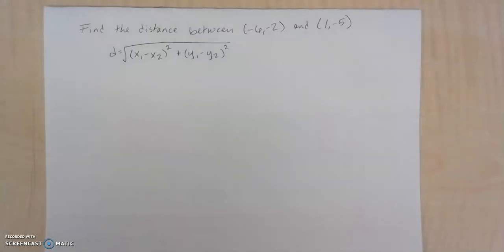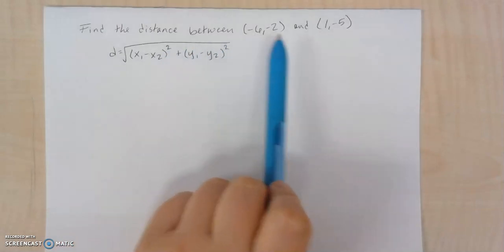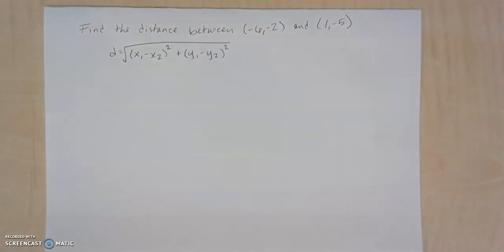Okay, so I wanted to show you guys another problem finding the distance between 2 points with some negatives, just to show you to be very careful, and then we can check it with the Pythagorean theorem and show that it works out the same. So, here's our problem. Find the distance between (-6, -2) and (1, -5).